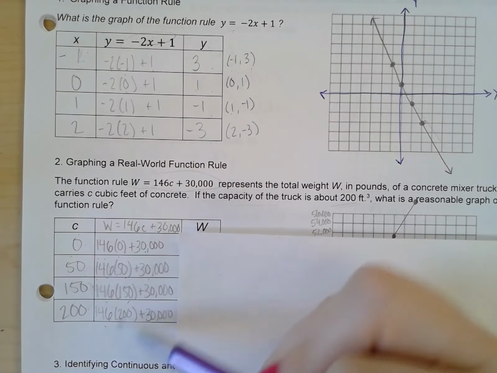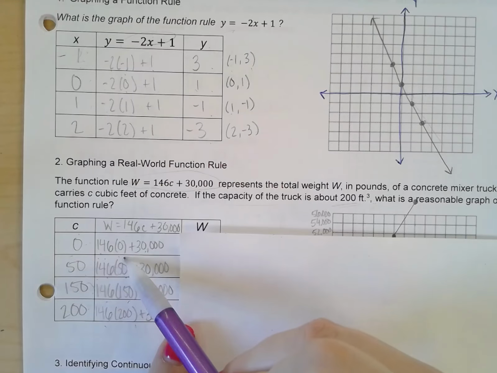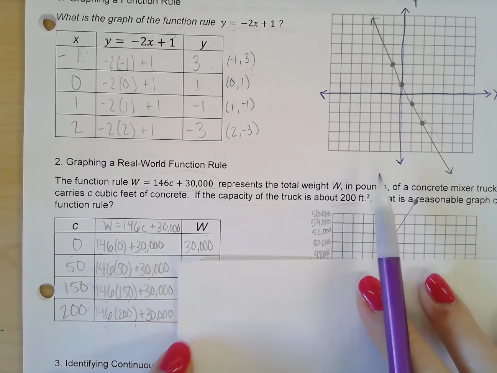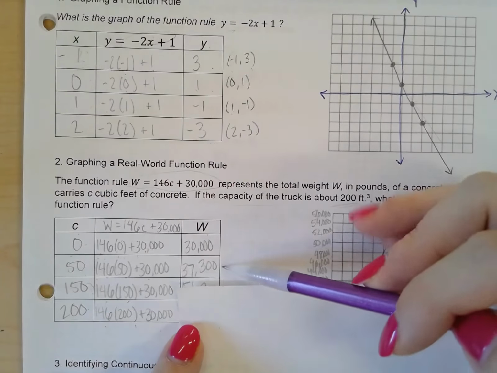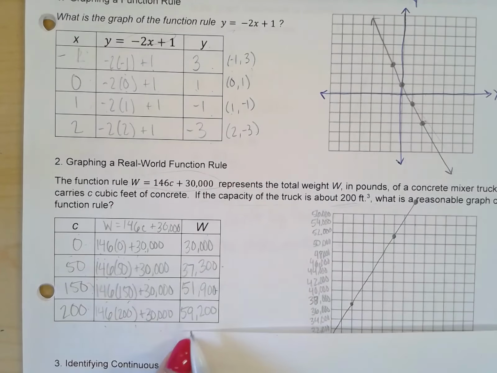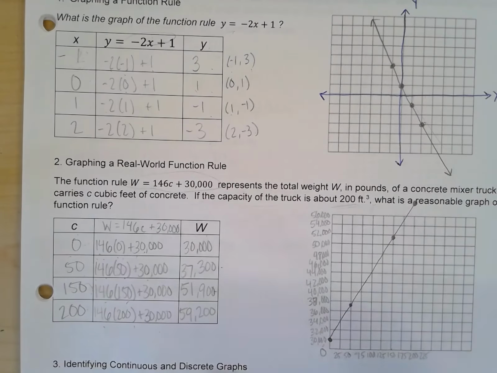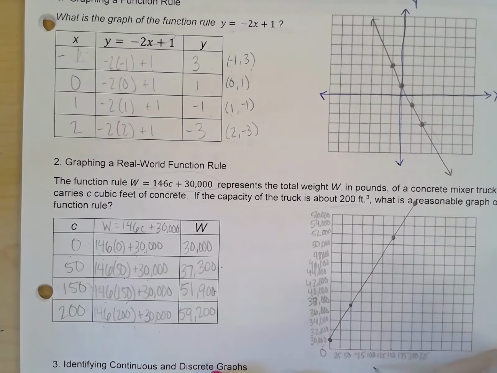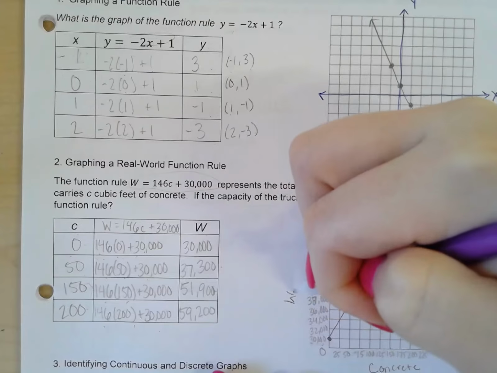So once I have those plugged in, it's just a matter of solving. 146 times 0 is 0 plus 30,000 will give me 30,000. This next one I got 37,300. The next one I got 51,900, and the last one I got 59,200. So then I had to graph this. I started with my x, which is actually the c. So this is the concrete. And then this would be the weight of the actual truck.